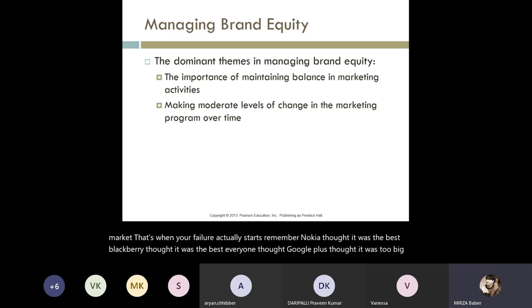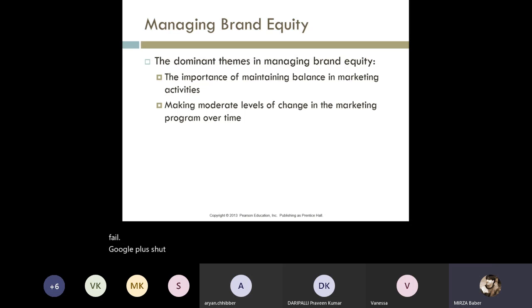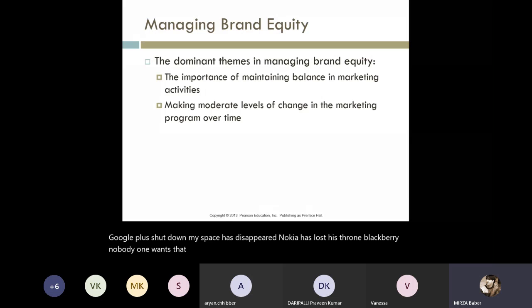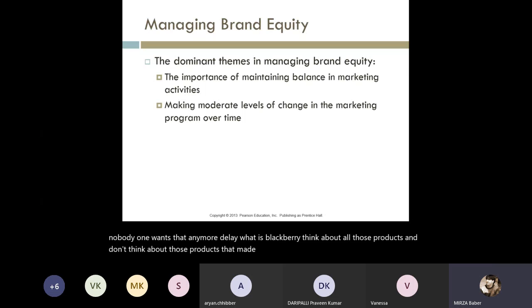Google Plus shut down. MySpace has disappeared. Nokia has lost its throne. BlackBerry, nobody wants that anymore. They're like, ew, who wants BlackBerry? Think about all those products. And don't forget those products that made a comeback, like Puma. Puma shoes made a comeback. People don't even know that Puma is German. People don't even know that ASICS, or ASICS as some people call it, is Japanese.